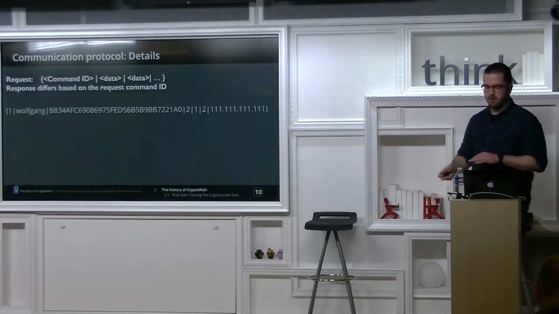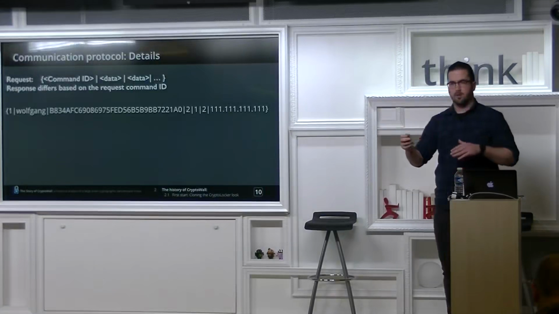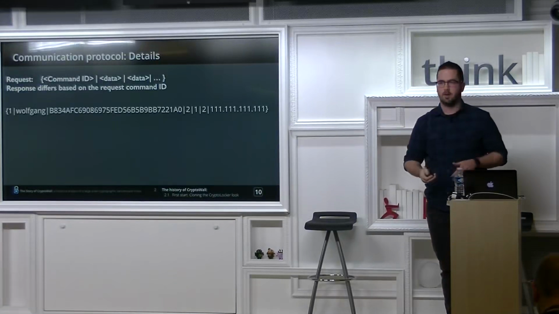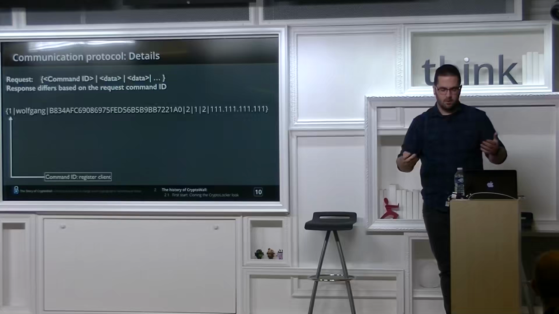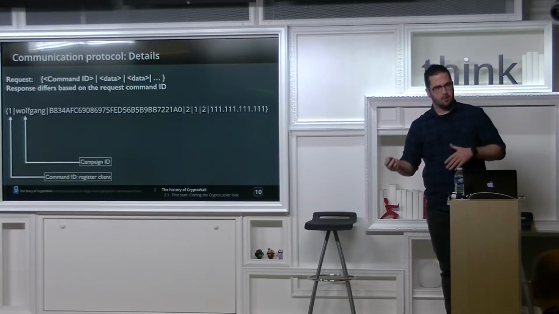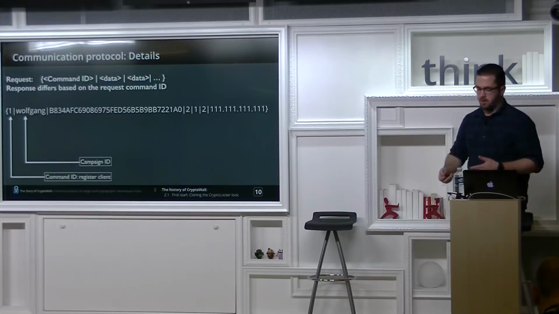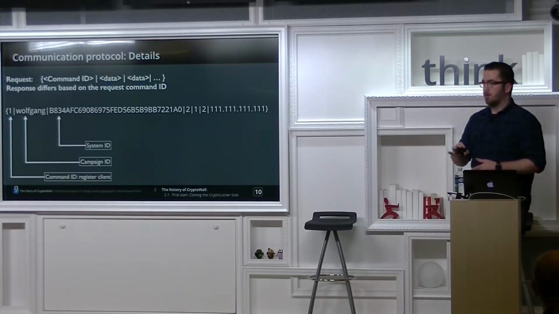So if you look at an example, this is, for example, the first check-in a machine ever does. So command ID 1, it's just register the client, basically. After that, you've got your campaign ID. In this case, Wolfgang is the campaign ID. Then you've got your unique system ID with which it checks in.